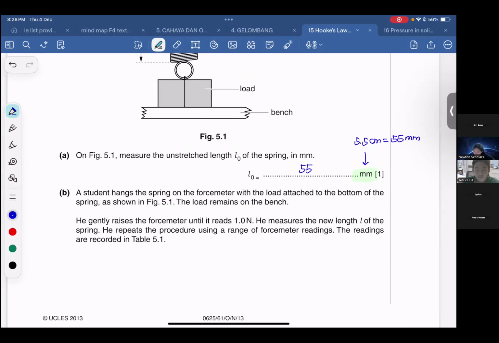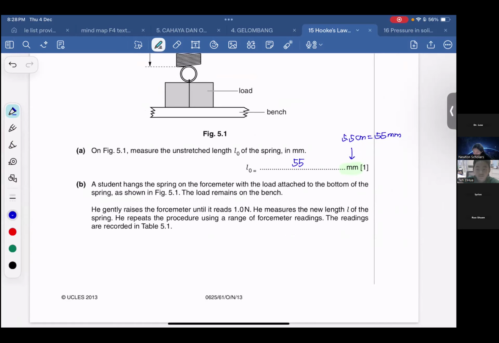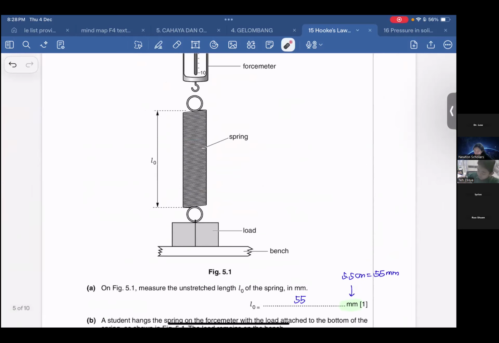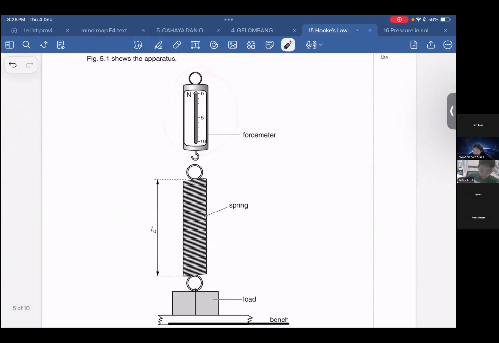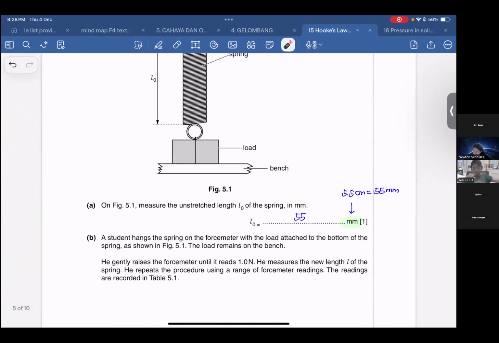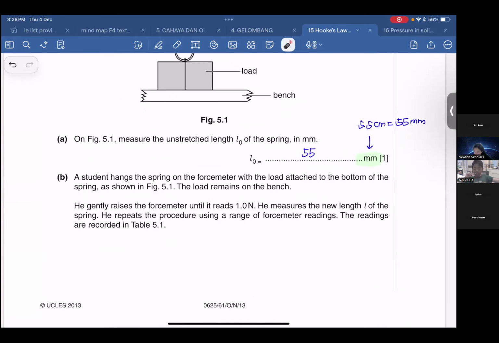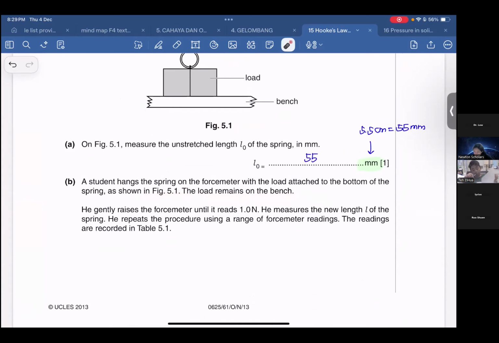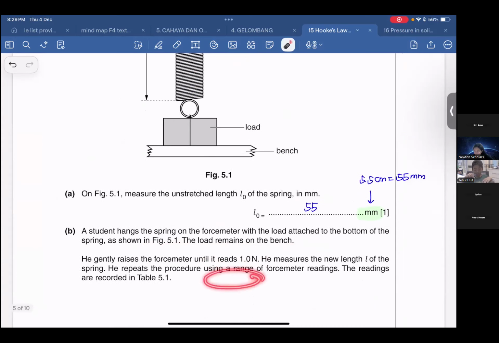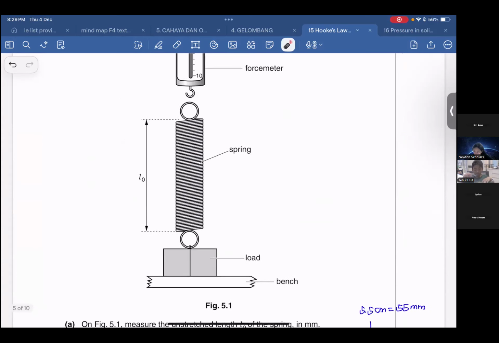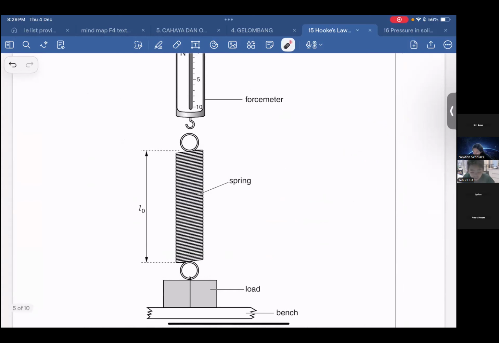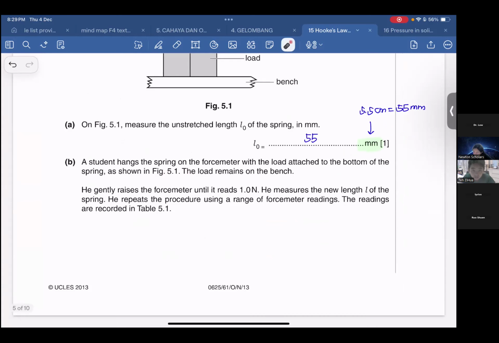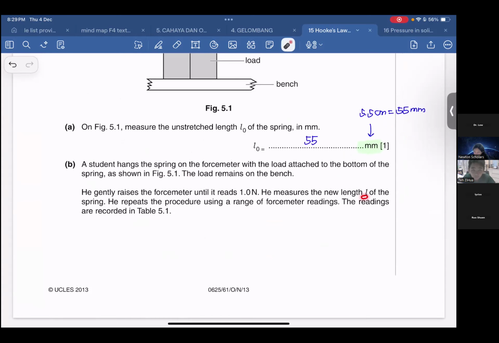Okay. A student hangs the spring on the force meter. This one is the force meter, or we call it a spring balance. With the load attached to the bottom as in figure 5.1, the load remains on the bench. He gently raised the force meter until it reached 1 N. Hanging, and then until its reading is 1. Then he measured the new length L of the spring. So that means hang with 1 Newton, then he measured the new length.